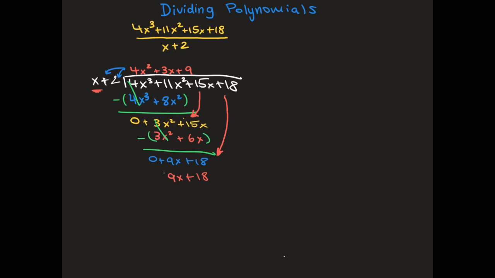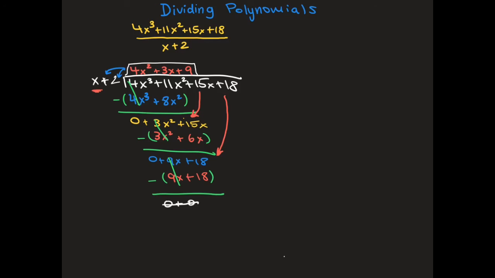Then you take that entire phrase, multiply by a negative. So now you have negative 9x minus 18. So those two cancel out. That means you're left with 0. And negative 18 plus positive 18, that is also 0. So that just cancels out. So that means you know your final answer is 4x squared plus 3x plus 9.